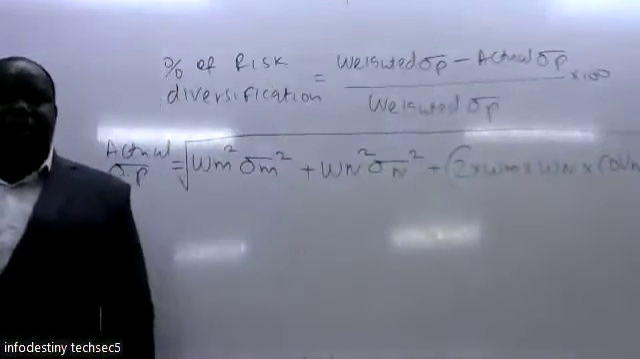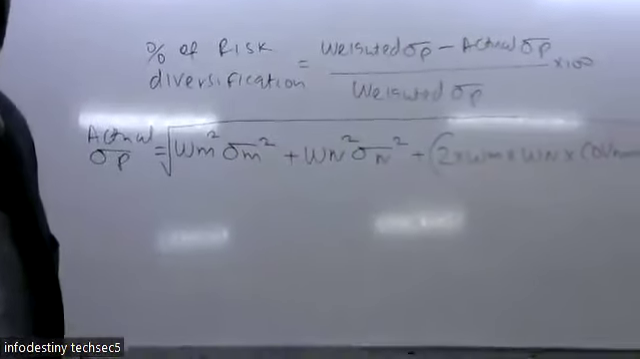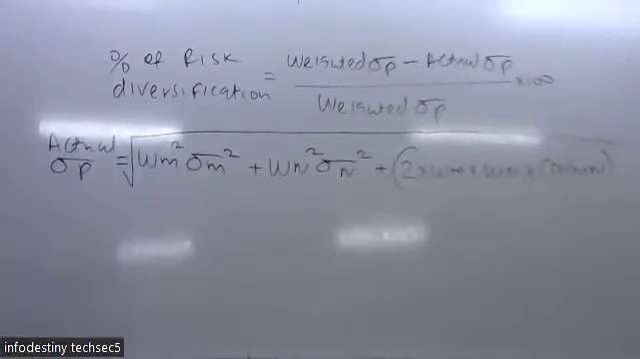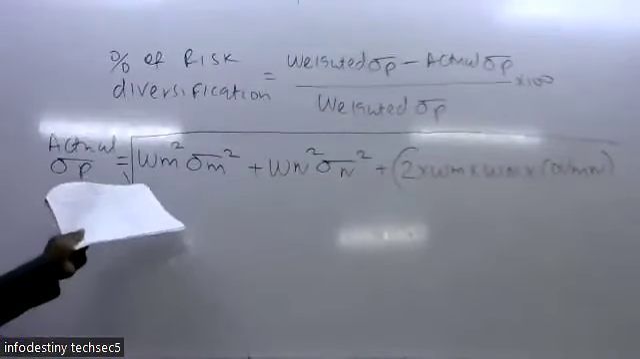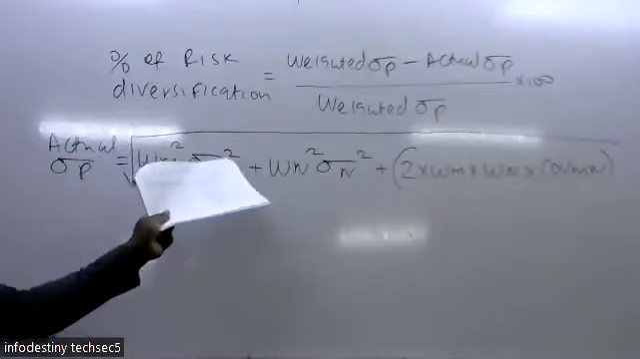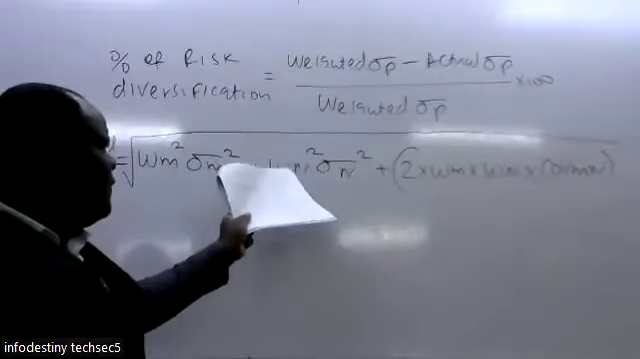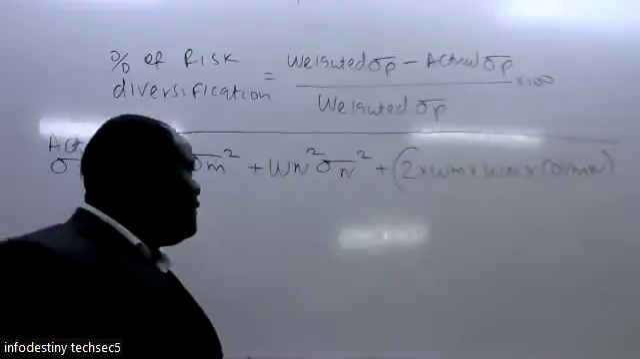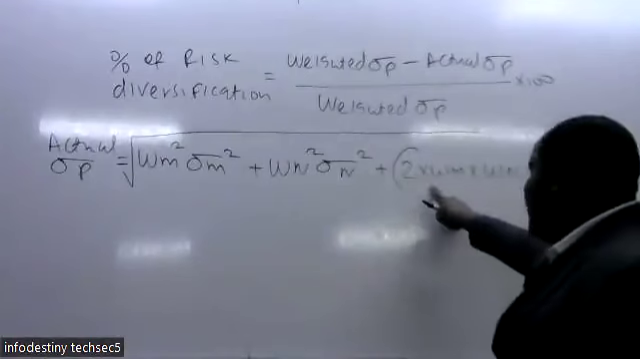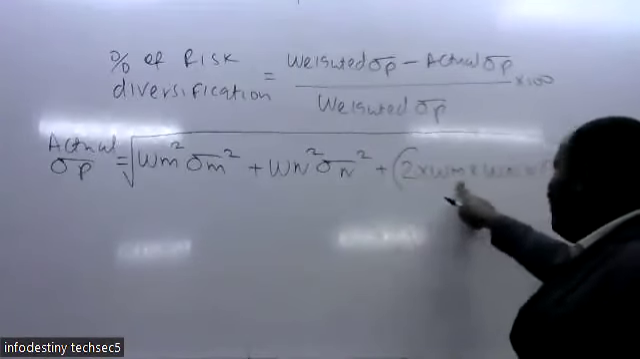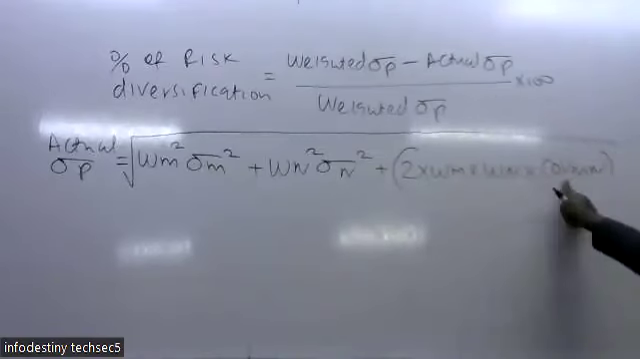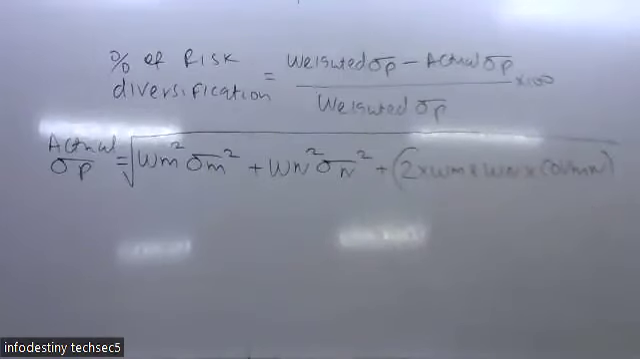So when you want to calculate the actual standard deviation for the portfolio for this question, you start with the weight of M squared times the variance of M, the weight of N squared times the variance for N. Then you also add 2 multiplied by the weight for M, multiplied by the weight for N, also multiplied by the covariance between M and N.